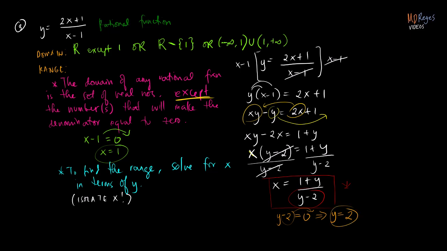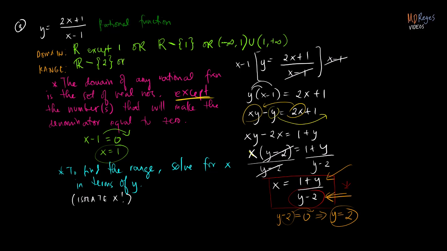So therefore, from this equation y equals 2, that means that 2 will make this denominator a 0. It means to say that y cannot be equal to 2, because if y is equal to 2, then this would be equal to 0, and this function will then be undefined. So the range is the set of real numbers except 2.